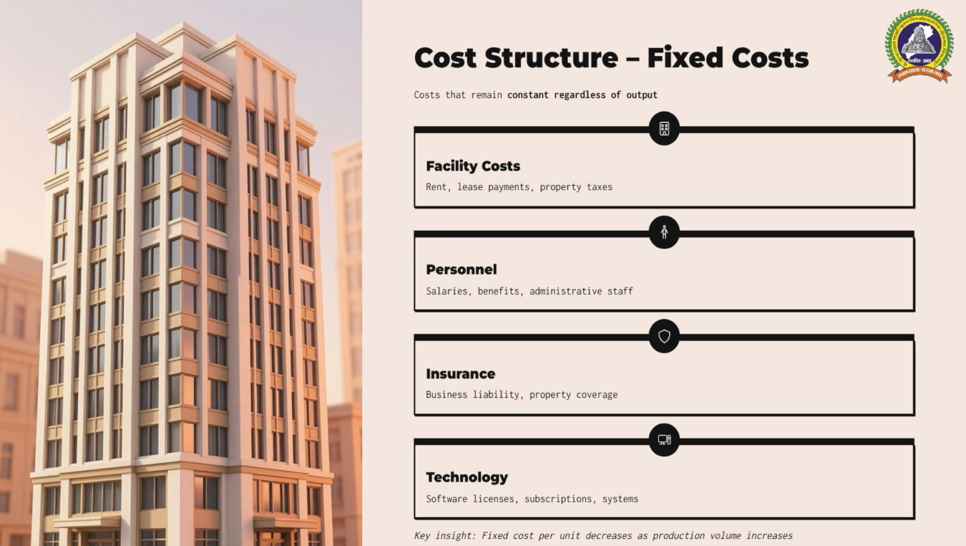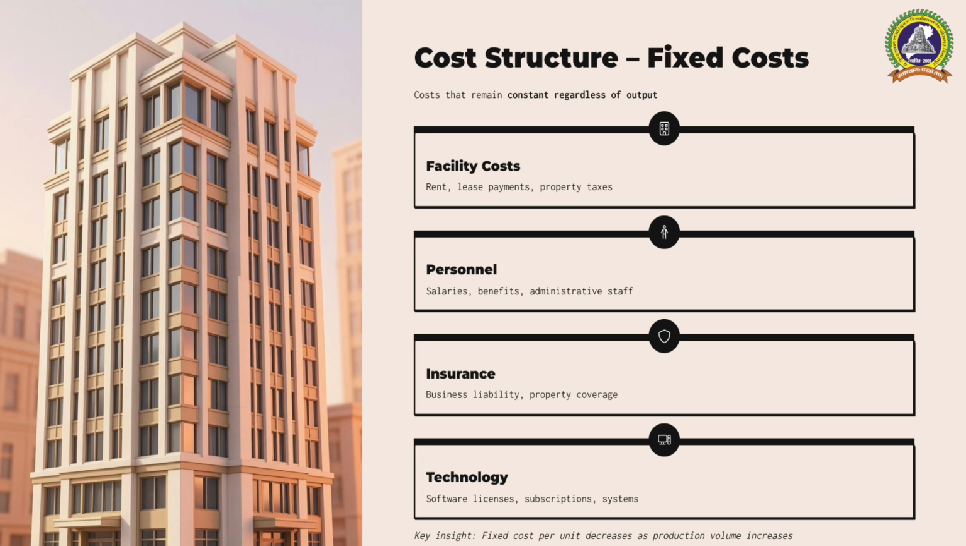Consider a manufacturing plant: the rent or mortgage on the factory building, the salaries of your permanent administrative staff, insurance premiums, and annual software licenses. These do not fluctuate with a slow week or a busy month.